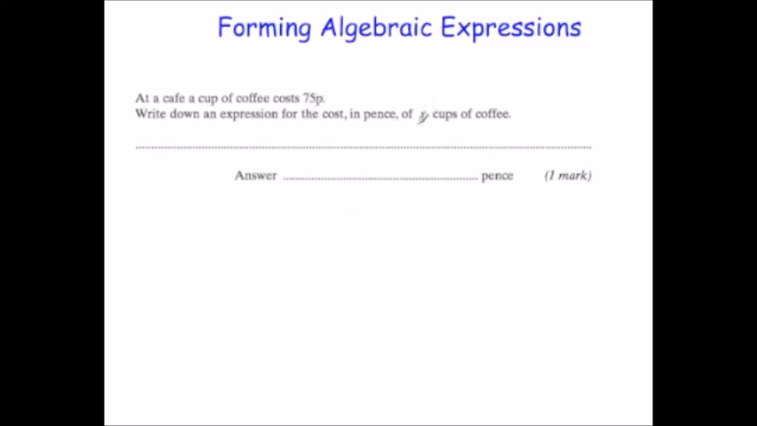Well, if I want to buy x cups of coffee, I'm going to multiply 75p by x. In algebra, remember, if you want to multiply 75p by x, the number of cups, you don't write the multiplication sign, so you just put them together. So it'd be 75x. And then that would be how you'd work out the cost in pence. So for instance, 1 cup, you would do 75 times 1. 2 cups, 75 times 2, and so on.